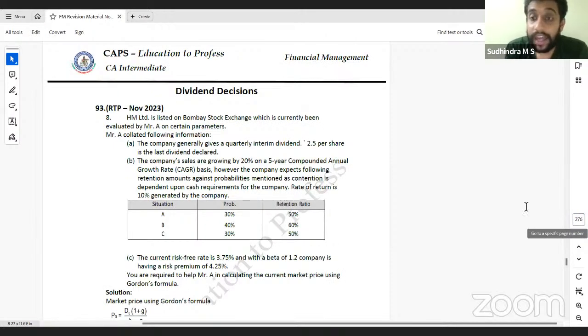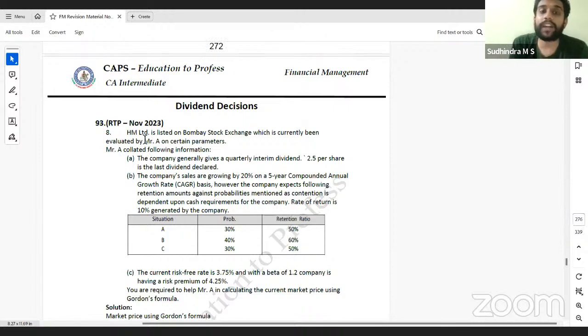This is our RTP. HM Limited is listed on the Bombay Stock Exchange, which is currently being evaluated by Mr. A on certain parameters. Mr. A collated the following information. The company generally gives a quarterly interim dividend. Rupees 2.5 per share is the last dividend declared. Company's sales are growing by 20% on a 5-year compounded annual growth rate (CAGR) basis. However, the company expects the following retention amounts against probabilities mentioned, as retention is dependent upon the cash requirement of the company.